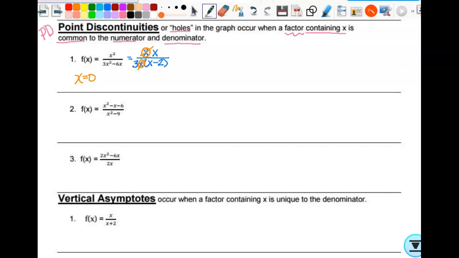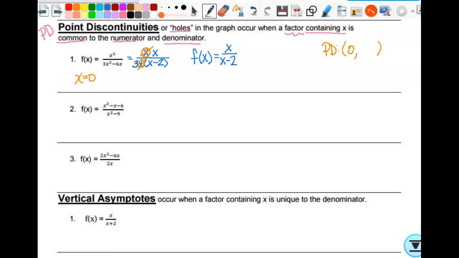Right? So my point discontinuity, since it is a point, my answer is going to be an ordered pair. My x value comes from whatever I cancel out, and I set it equal to 0, so this is 0. So then I have a reduced function. So now I say that f of x is equal to x over x minus 2, because that's what's left. Make sense? I canceled out that x.